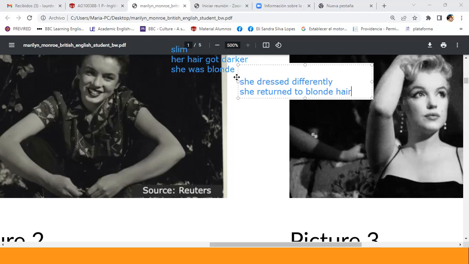Any other difference between the two pictures? She was more younger in the second one. She was younger. If you use -er, you don't say more. You say she was younger. She was more beautiful, I don't know. In that case, you say more beautiful. But if you use -er, you don't say more. She was younger. Okay. Any other difference?